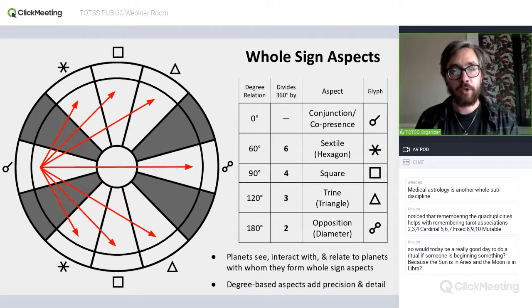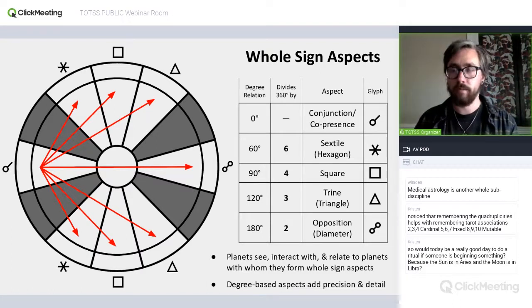Now you'll notice that there's no division of 360 by 5, right? Because 360 divided by 5 is 72, and that's not a whole sign. In the classical logic here, the degree relationships are always multiples of 30 and are whole sign relationships. We also notice that there's no 150-degree relationship, because 150 does not divide 360 into a whole number. So degree relationships are always multiples of 30, and it has to divide 360 into a whole number.